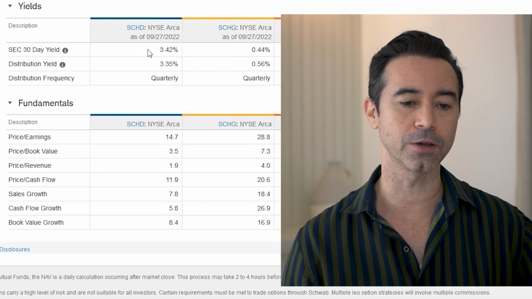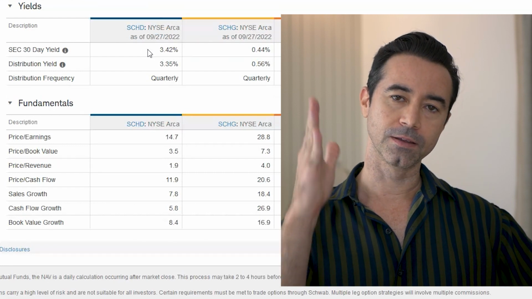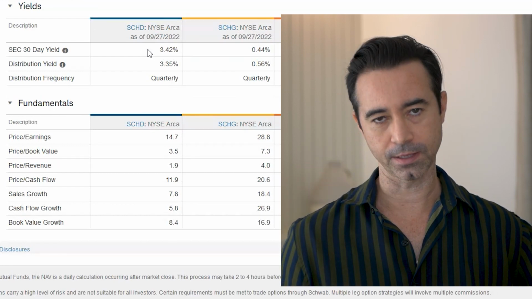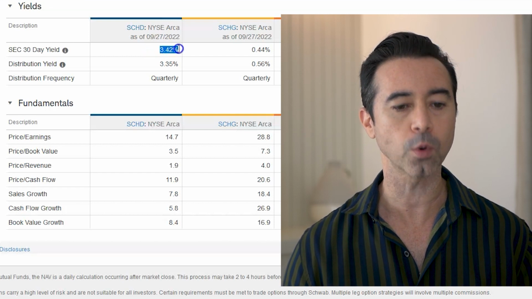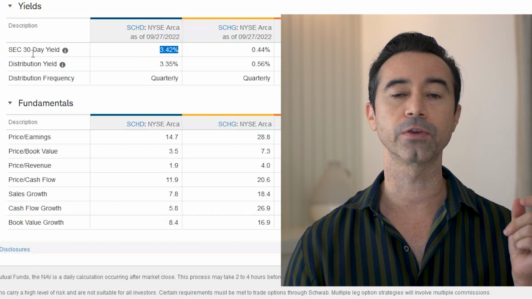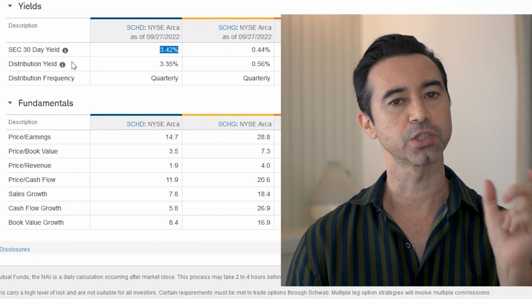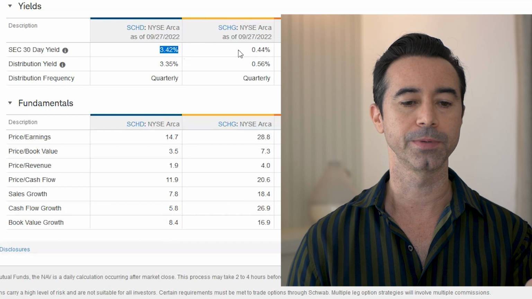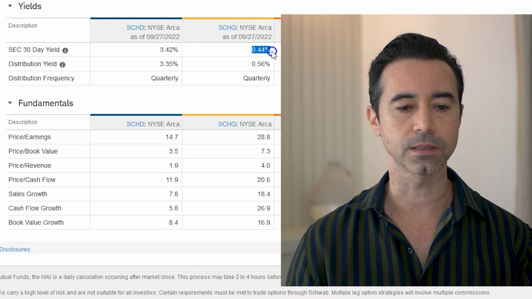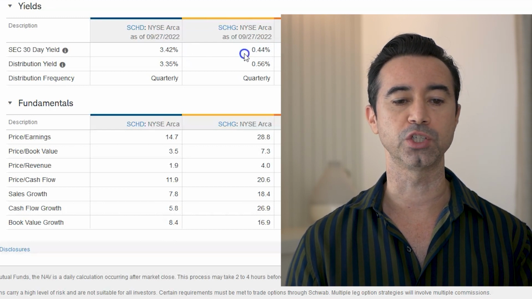So the yields, okay. The dividend investors out there, they love SCHD, and for good reason. It's done a great job, great yield, 3.42% for the SEC 30-day yield. So that's when we're looking at a shorter time period, because what's going on in the market, I think it's good to look at these shorter time period yields. And then if you take a look at the 30-day for SCHG, it's only 0.44. So very different what you're going for here.